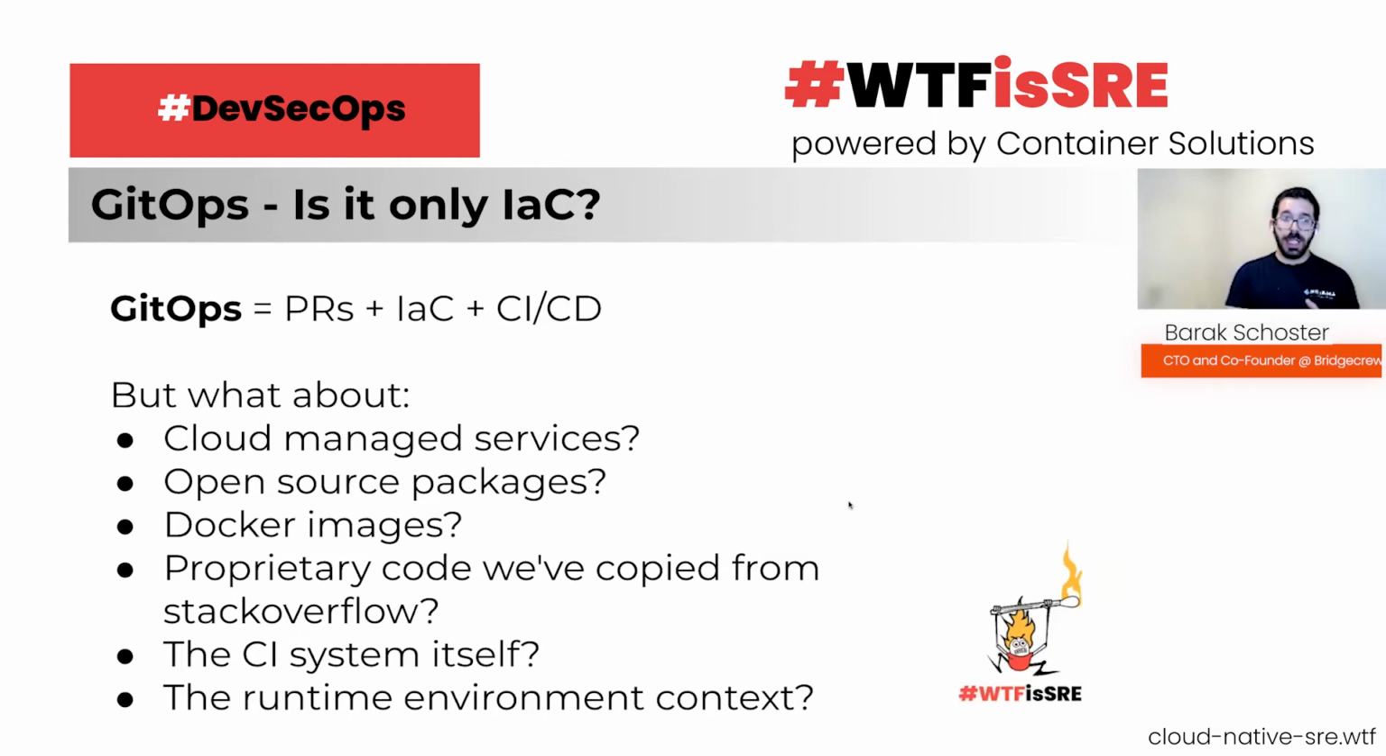Now, Chekhov have helped me identify if my infrastructure as code is secure. But what about other services that I'm using? Infrastructure as code is covering my cloud managed services that are defined in Terraform code, but I'm also using open source packages, and they are also applied on every upgrade. And Docker images are also getting pulled before provisioning them into the production environment. And I have obviously proprietary code that I've copy paste from Stack Overflow. And I also need to inspect the CI system itself.